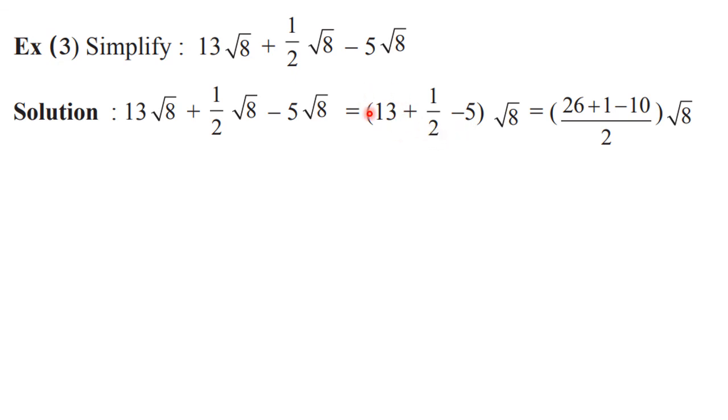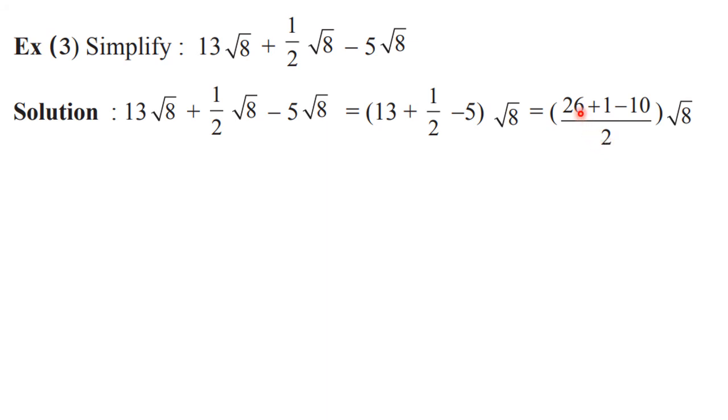So here I want 2 as denominator, so I'm going to multiply in both places. So 13 2s are 26. Here, since 2 is present in the denominator, I am not going to multiply, so 1 is written as it is. Then here minus 5 into 2 is minus 10. And for all these, the common denominator 2 is written. That means 2 is the denominator for these also, for these also, and for these also.